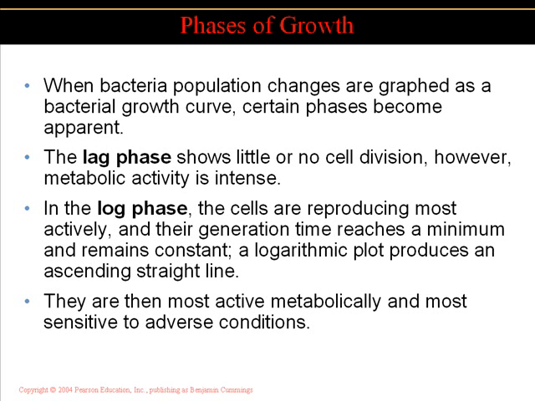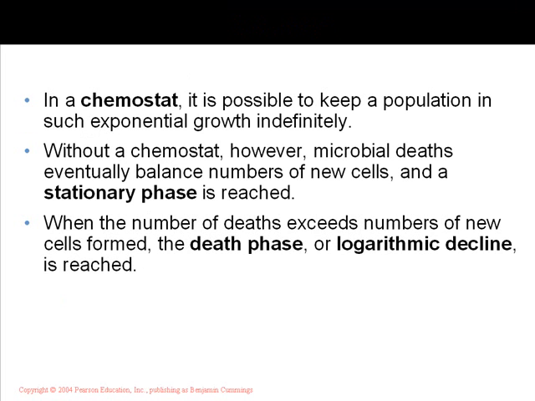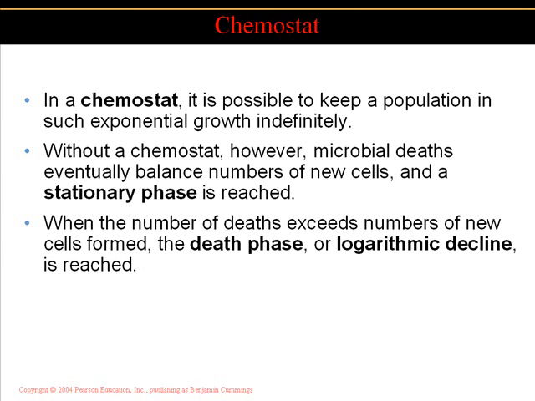In the log phase, the cells are reproducing most actively, and the generation time reaches a minimum and remains constant. A logarithmic plot produces an ascending straight line, and I think I have an illustration for that coming up. They are then the most active metabolically and most sensitive to adverse conditions. In a chemostat, it's possible to keep a population in such exponential growth indefinitely. Without a chemostat, however, microbial death will start occurring, because eventually a balance between the number of new cells and deaths is reached and a stationary stage is reached.